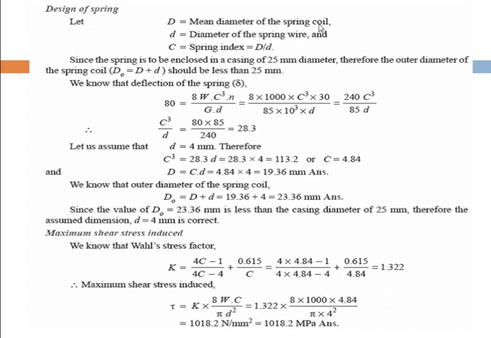Capital D is the mean coil diameter of the spring and small d is the diameter of the spring wire. You know that spring index C is equal to capital D by small d, and it is also specified that the spring should be enclosed in a 25 mm diameter space, that is D naught, which is capital D plus small d, should be less than 25 mm. We know that delta is equal to 8WC cube n by G d. This is the equation for deflection. Substitute all the values we have, then we have to find out this small d value.